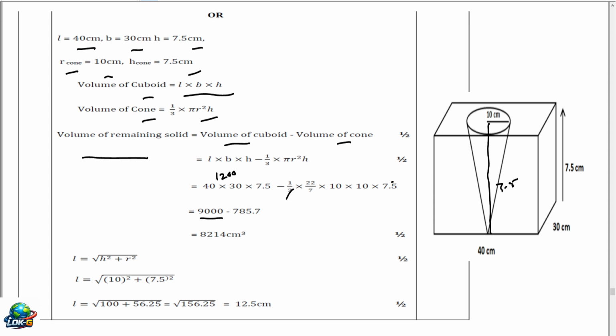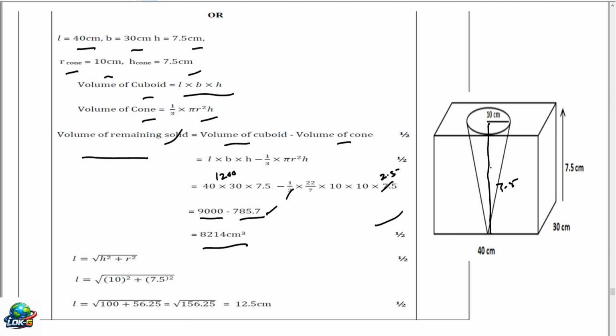So 3 1s are, you can cancel, 3 2s are 6, 3 5s are 15. If you multiply and simplify you will get 785.7. On subtracting you will get 8214 centimeter cube. You will get the volume of the remaining solid.